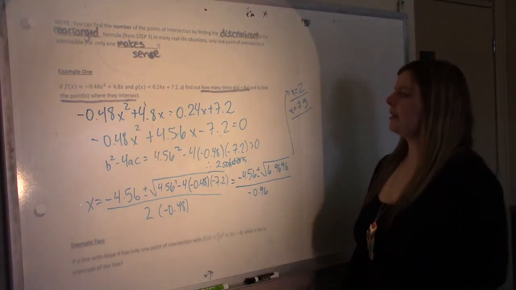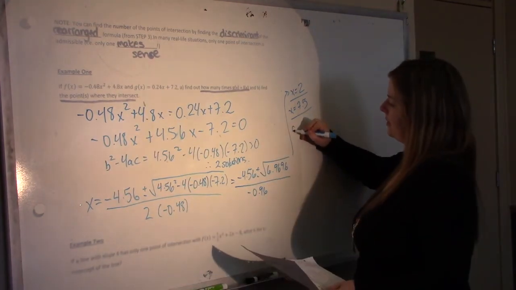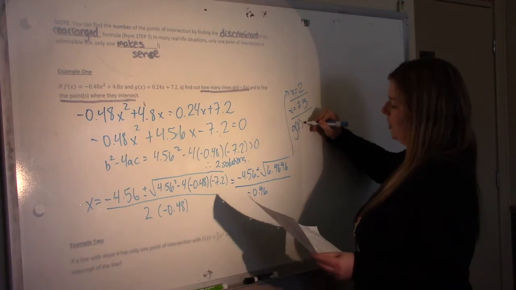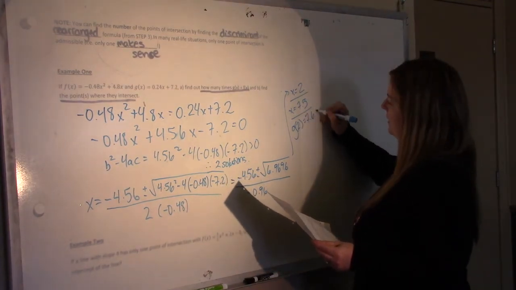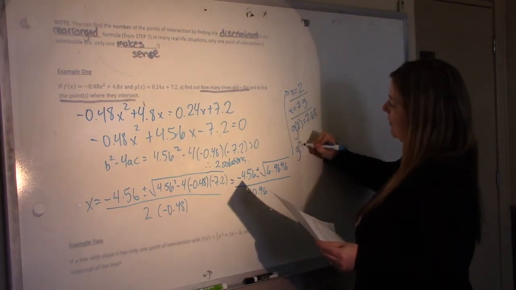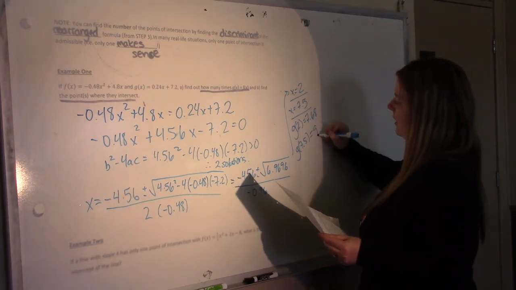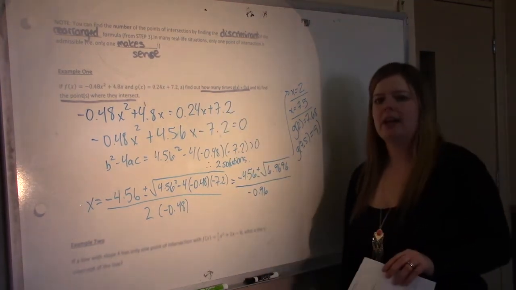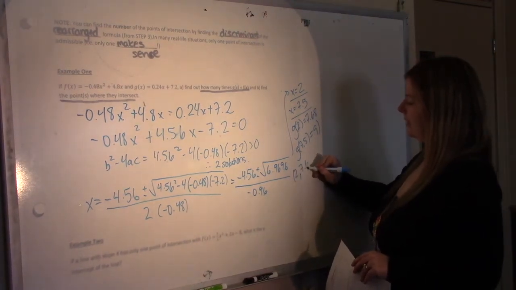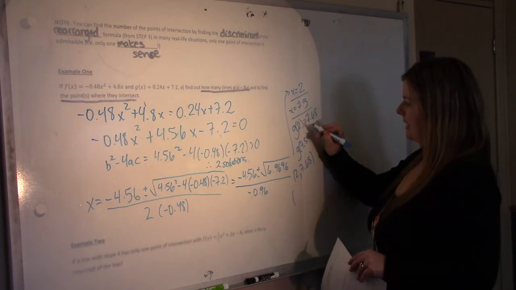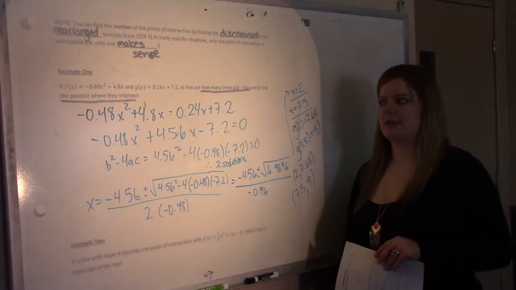Then to find the y values, I can put this into either f at x or g at x. So if I put 2 into g, g at 2 equals 7.68. And g at 7.5 equals 9. Again, I'm just putting those x values into this equation. And so you have your 2 points of intersection: (2, 7.68) and (7.5, 9).